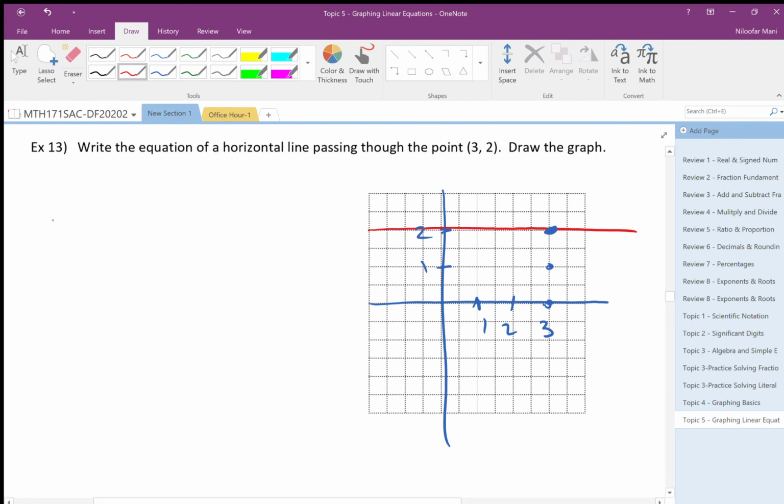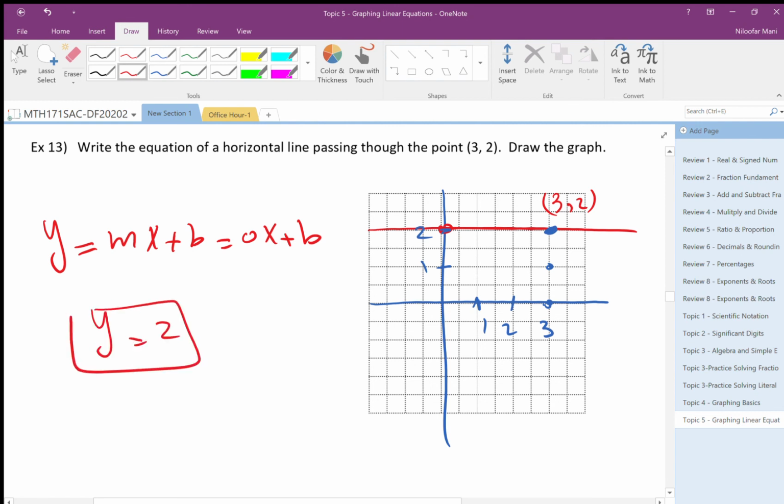So I need y equals mx plus b, but this is 0 times x plus b. But what is b? I look at this point. This point is (3, 2). When I make a perpendicular line, I reach 2, because that's my y. So y equals 2 then. If I tell you I want a horizontal line that passes through this point, you just have to look at y and say y equals 2 is the equation. So when I have a horizontal line, my line doesn't look like mx plus b because m is 0. I just have y equals b.